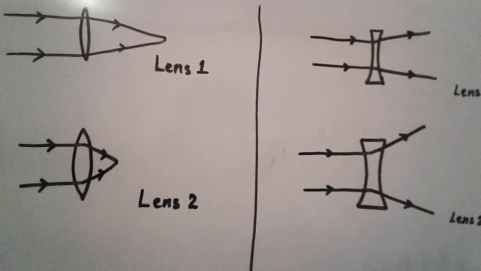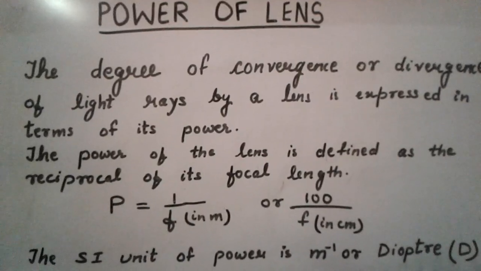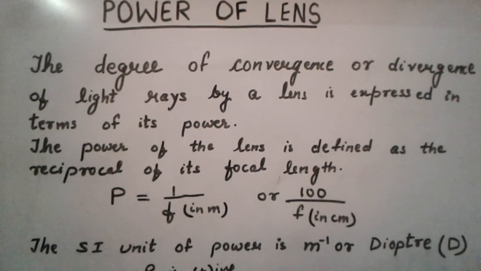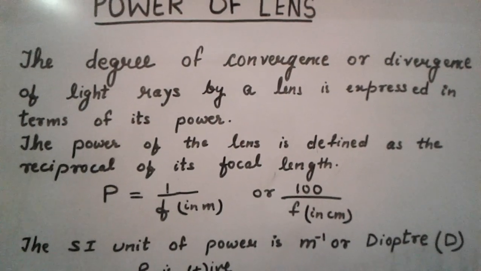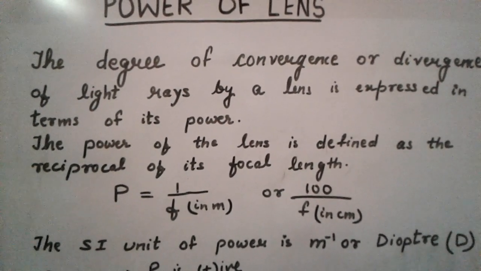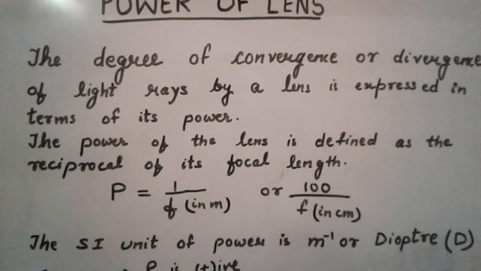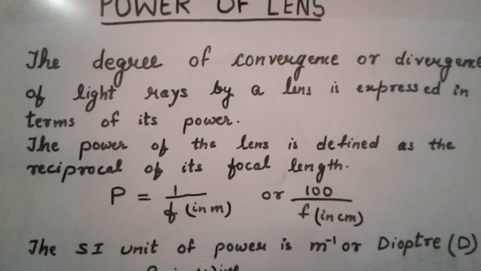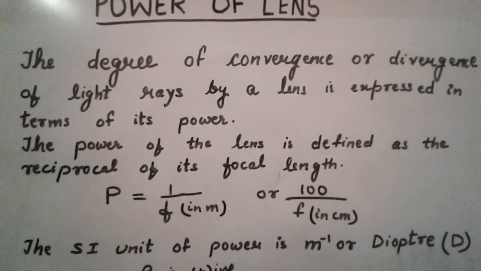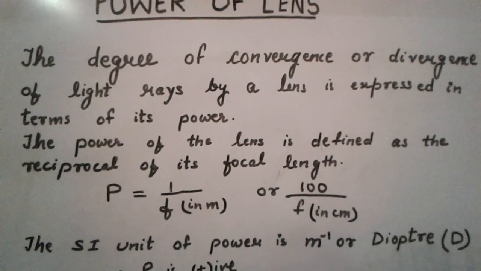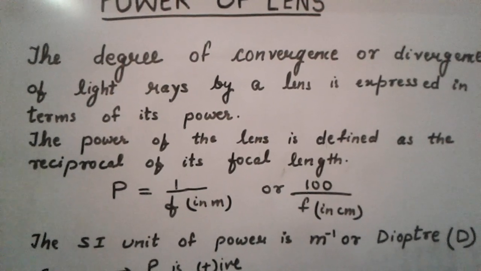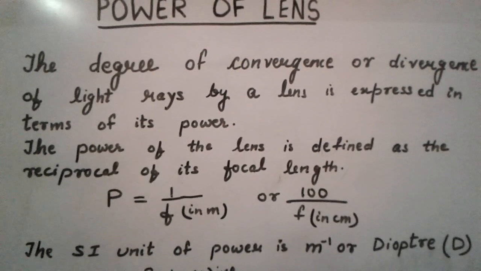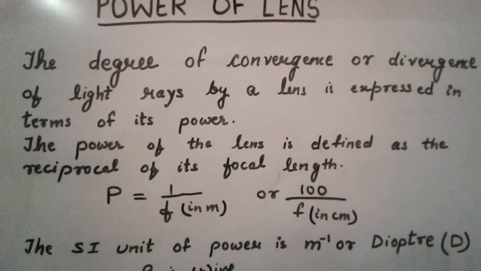Let us now see the definition of the power of a lens. The degree of convergence or divergence of light rays by a lens is expressed in terms of its power. That means just now we saw for the convex lens, lens 2, and for the concave lens also, lens 2, how much they converge or how much the lens diverges the light rays coming toward it. The more they converge, the more powerful the lens becomes.